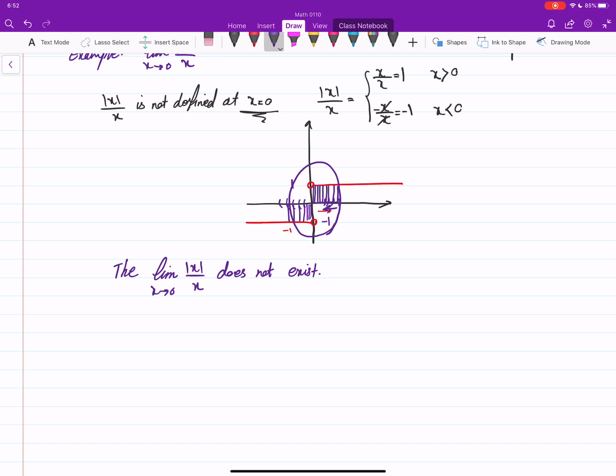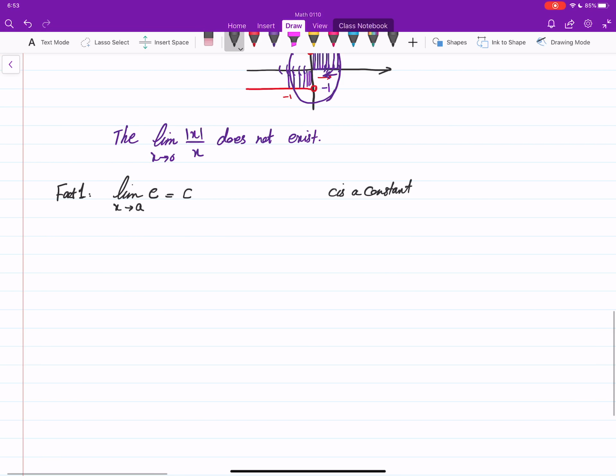These kind of computations can be done in a little bit more general setting. One of the cases that I like to mention here as a fact, I will write it as fact 1: the limit of a constant function, c is a constant, as x approaches any number you like is equal to the same constant. Why is that so? Because I can use the table of values in this case.